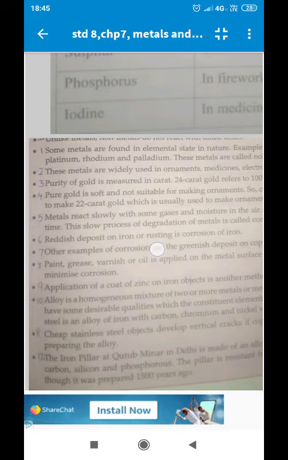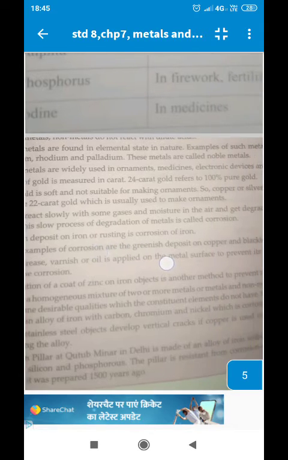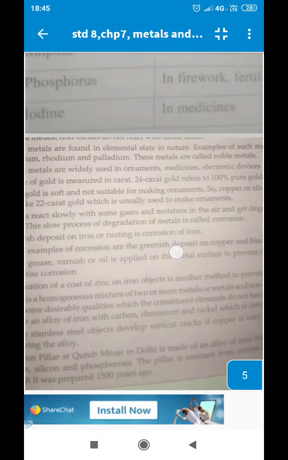Now, these metals are widely used as medicines. Sorry, we have completed it.